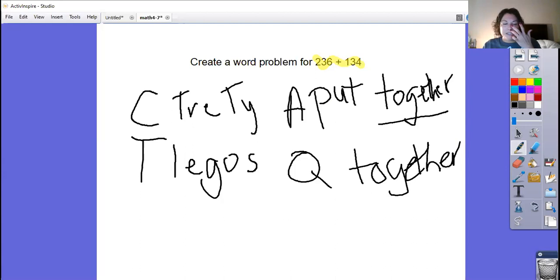Okay, so there's a couple of things I'm going to do before I switch your screen. The first thing I'm going to do is on my notebook paper, I'm going to write down that number sentence to make sure that I have that number sentence perfectly written down. 236 plus 134. Okay, so let's go, boys and girls, to our notebook. And I will let you help me as I write our word problem.